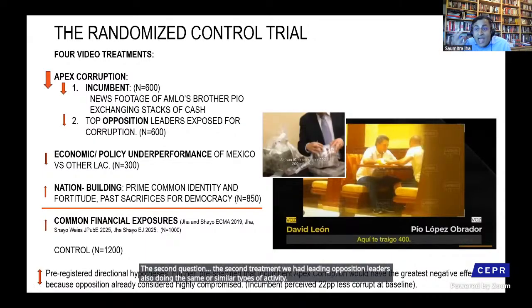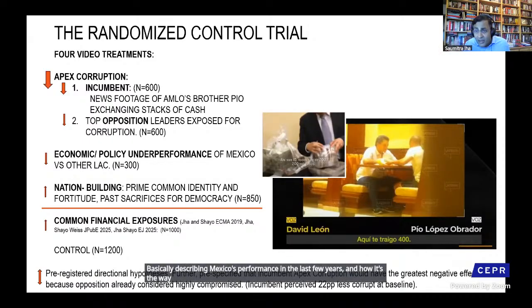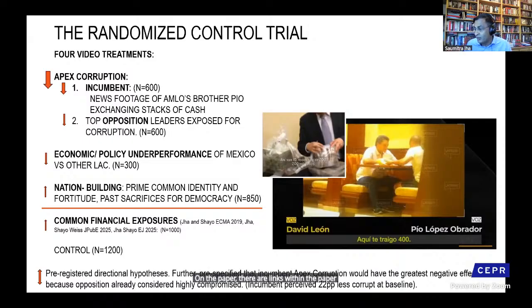Now, to distinguish apex corruption, which was in both of these types of videos, from pure economic policy performance, we also provided a video basically describing Mexico's performance in the last few years and how it addressed COVID and its unfortunate underperformance relative to other Latin American countries. All of these videos are available on my website, particularly if you click on the paper. There are links within the paper, and we can make them available after this talk.